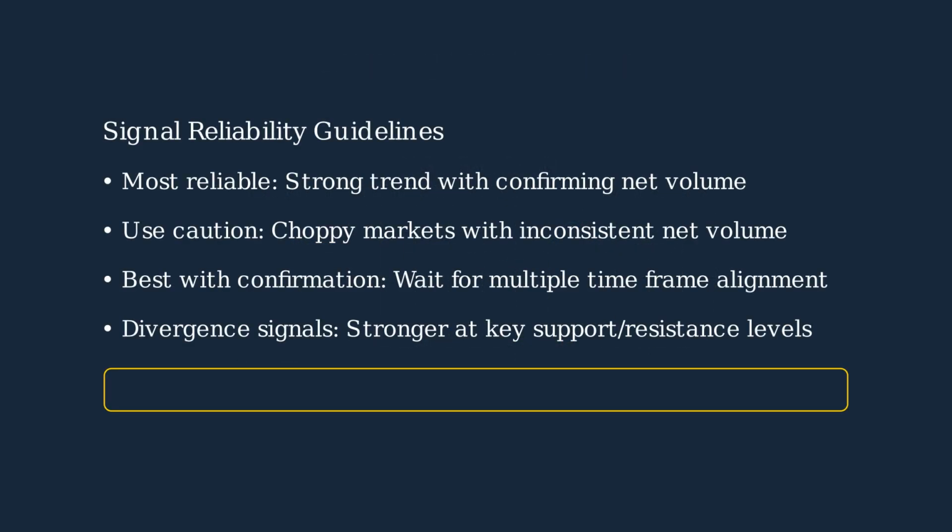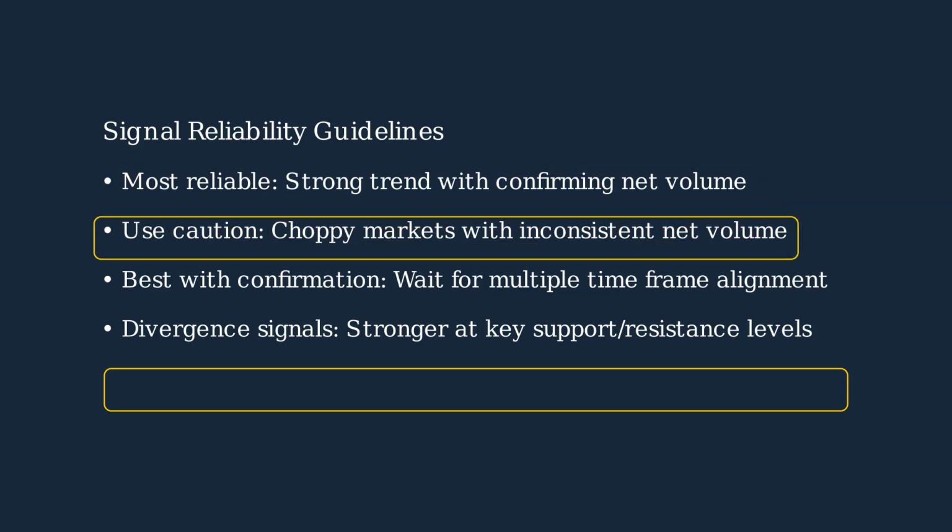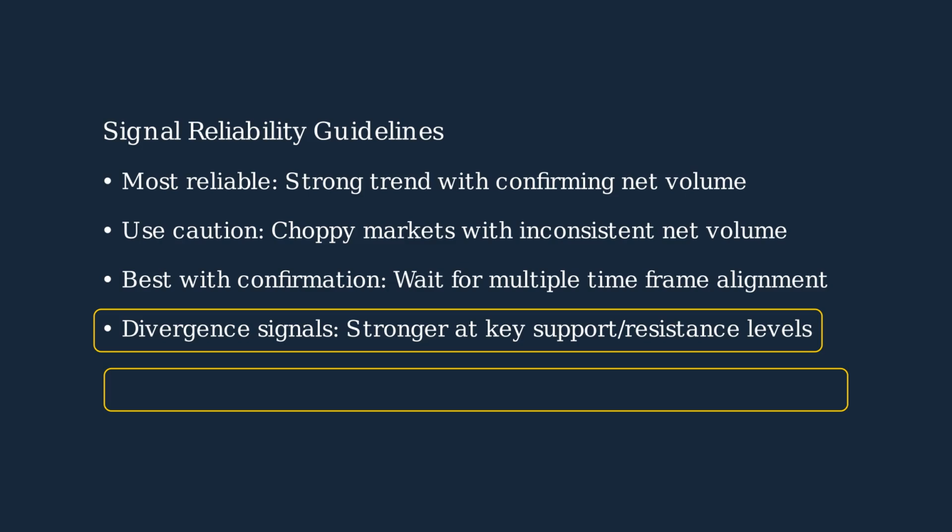Let's review some guidelines for when net volume signals are most reliable. Net volume is most reliable during strong trends when it confirms the price direction. Be cautious in choppy markets where signals may be inconsistent. For best results, wait for confirmation across multiple timeframes. And remember that divergent signals are particularly powerful at key support and resistance levels.